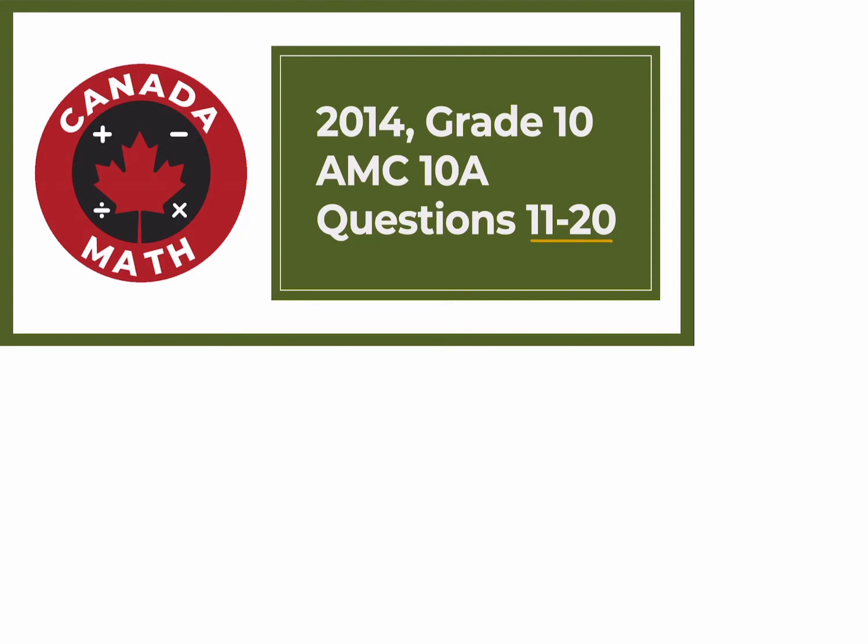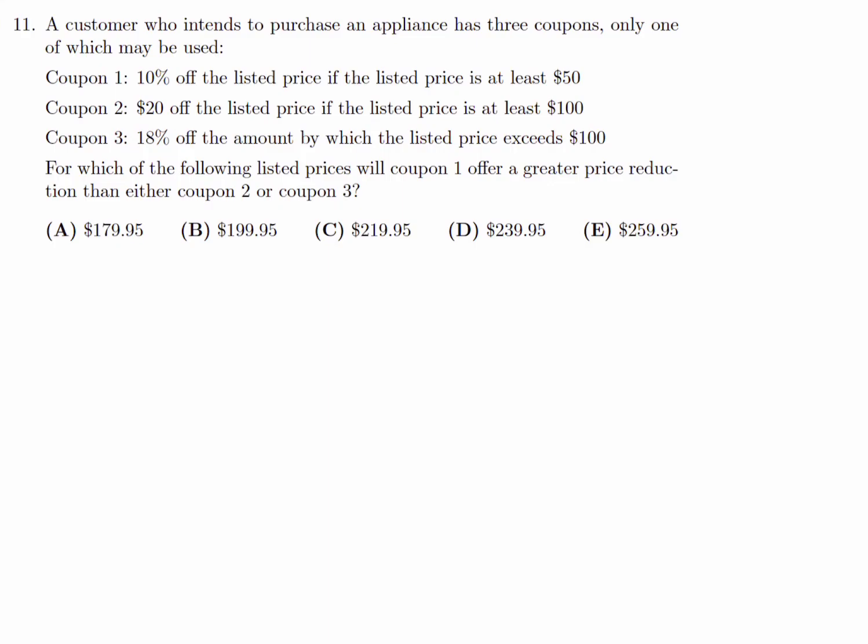Questions 11 through 20 on the 2014 Grade 10 AMC 10A. A customer who intends to purchase an appliance has 3 coupons, only one of which may be used. Coupon 1, 10% off the listed price if the listed price is at least $50. Coupon 2, $20 off the listed price if the listed price is at least $100. And coupon 3, 18% off the amount by which the listed price exceeds $100.